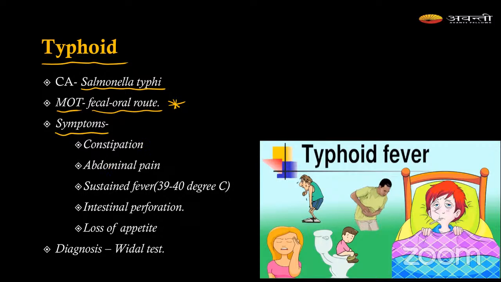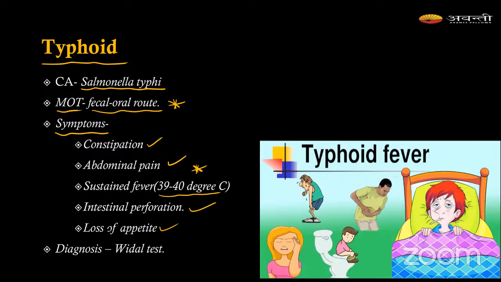Let us come to the symptoms. Constipation, abdominal pain, then sustained fever of 39 to 40 degrees Celsius is the main characteristic. This is very important: 39 to 40 degrees Celsius, and intestinal perforation and loss of appetite. The person who has typhoid has loss of appetite; he will not feel hungry for eating food. And also intestinal perforation and loose motion. So these are the symptoms of typhoid disease.